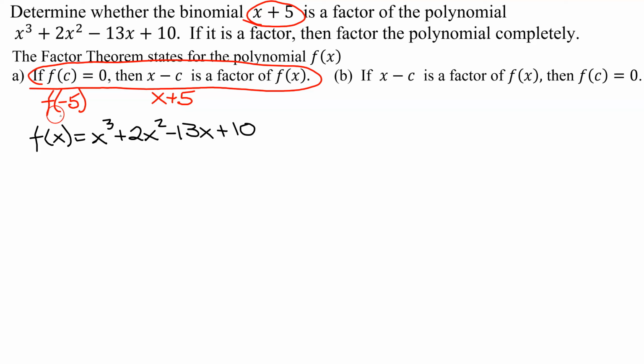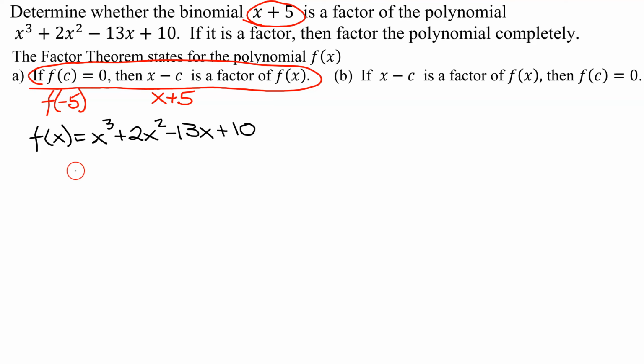There are two different ways of figuring out f of negative 5. I could substitute negative 5 into here, and if f of negative 5 is 0, I've proved that x plus 5 is a factor. But that will not help me completely factor the polynomial. However, if I use synthetic division, I divide f of x by x plus 5. If the remainder is 0, then I will end up with the quotient that will help me factor my polynomial. So I'm going to use synthetic division.